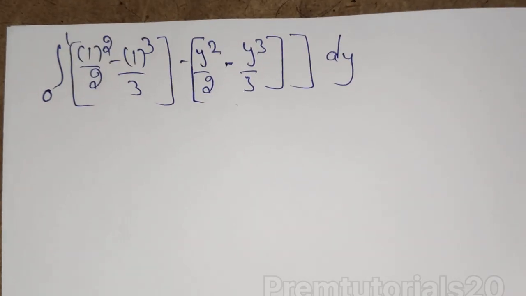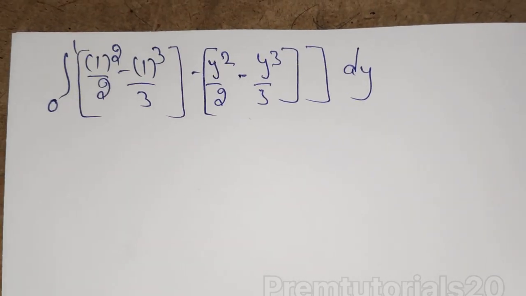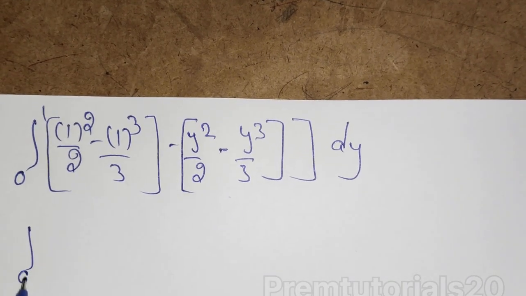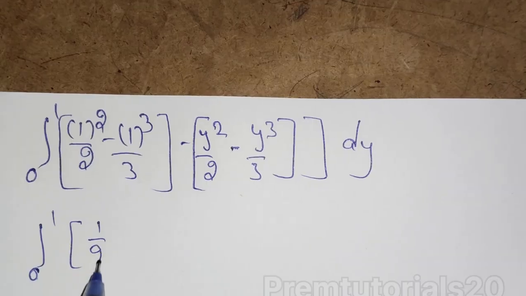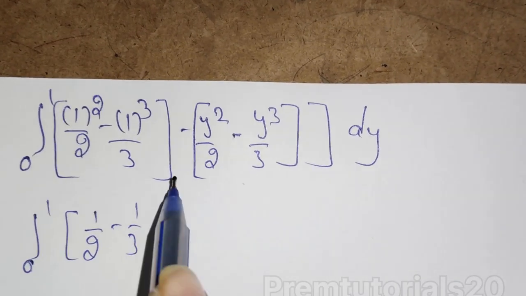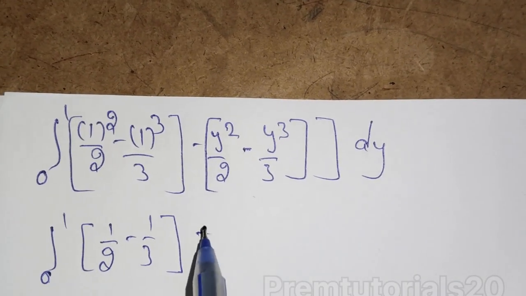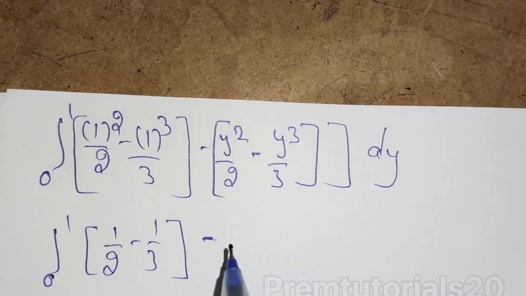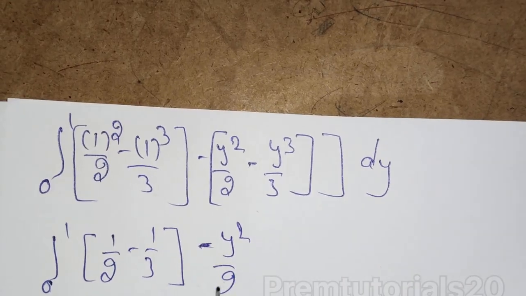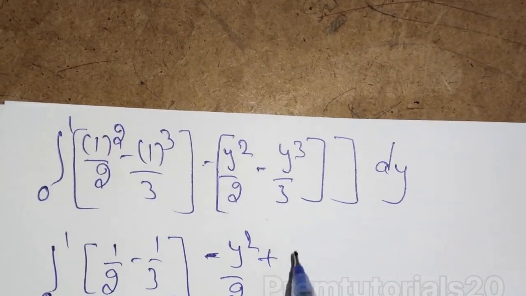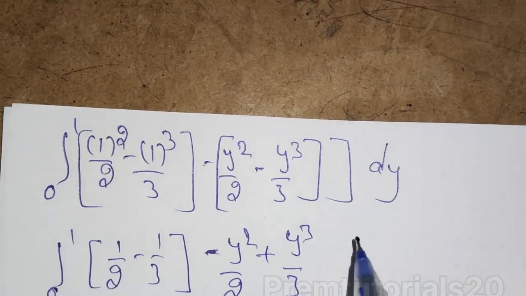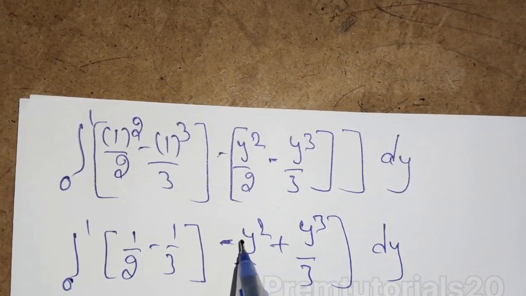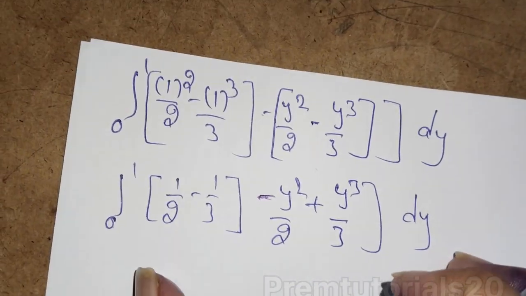Now it's time to expand. That means it's time to simplify this value. What we get? Integral 0 to 1. 1 square means 1 by 2, 1 cube means 1 by 3, minus. So minus, we are going to multiply with minus. What we get? Minus y square by 2. Minus minus becomes plus y cube by 3 whole dy. So this is what we get, whole dy.